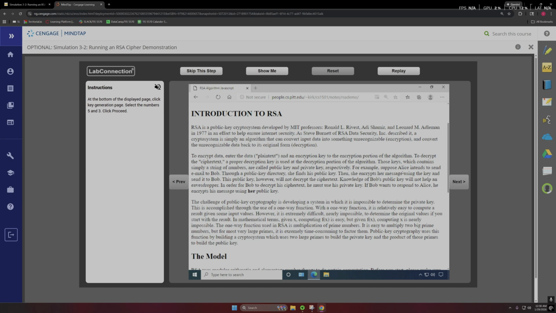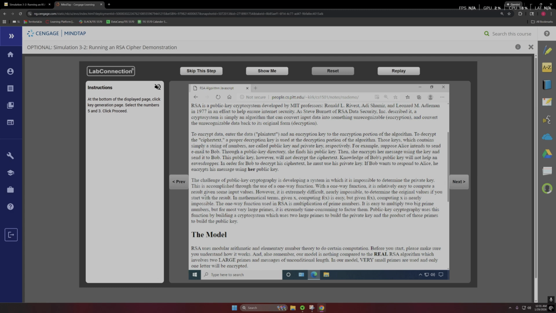See, for example, suppose Alice intends to send an email to Bob. Through the public key directory, she finds his public key. Okay, that's interesting. And then she encrypts her message using the key and sends it to Bob. This public key, however, will not decrypt the ciphertext. Knowledge of Bob's public key would not help an eavesdropper, which is somebody who's nearby. In order for Bob to decrypt his ciphertext, he must use his private key, which he generated. And if Bob wants to respond to Alice, he encrypts his message using her public key. Okay, that makes more sense.